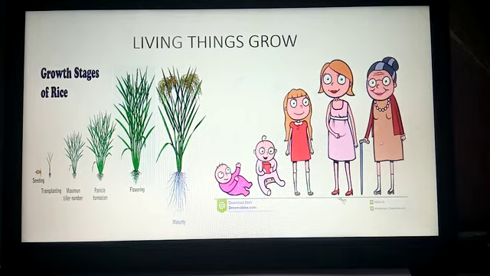So here there is growth in both the plants and animals. In the same way, even human beings, animals and plants, all these organisms, they will grow. Okay, so this is the second characteristic of living things.